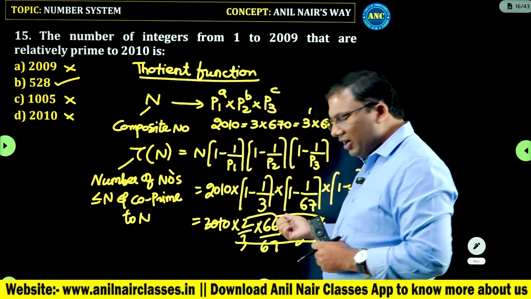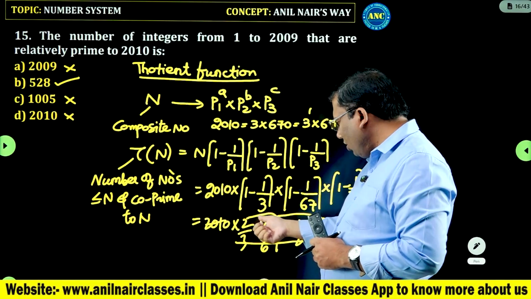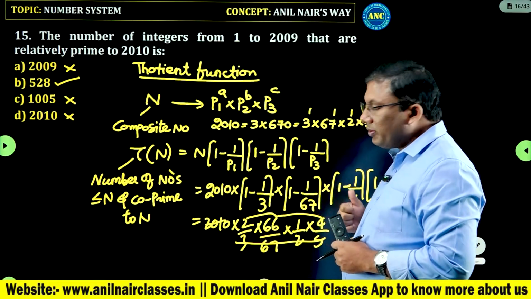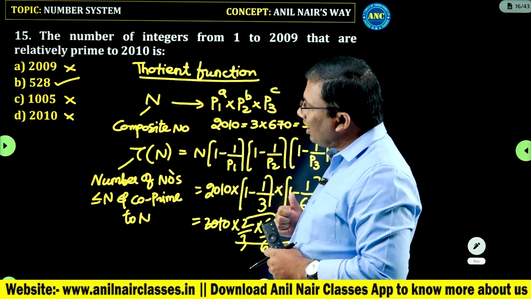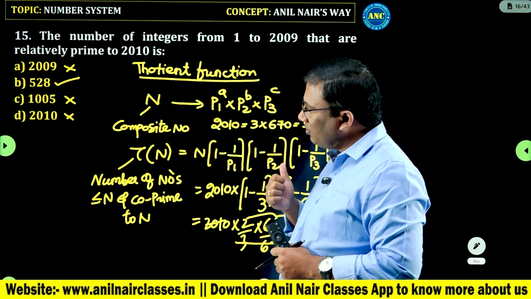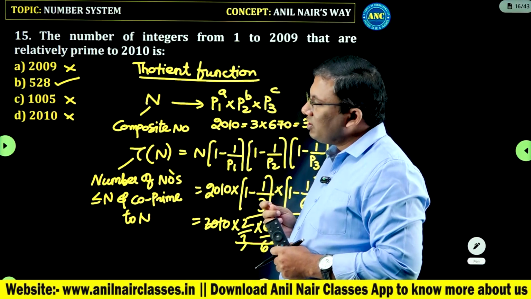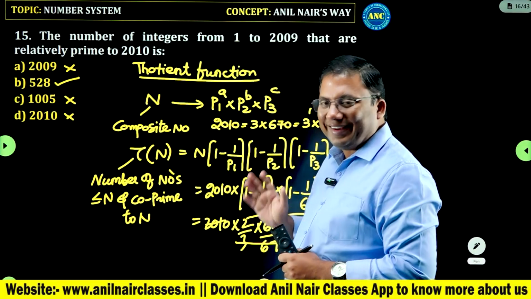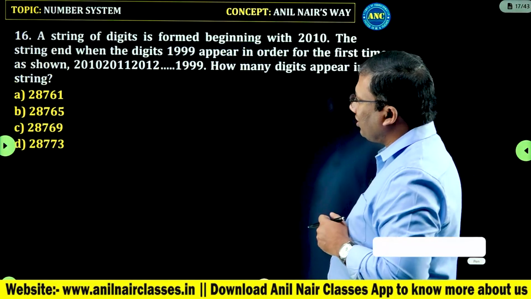In fact, another way of looking at it is this: 2 into 66 into 4. That means the answer should be divisible by 4. Divisible by 4 means the last 2 digits should be divisible by 4. 2009 not divisible, 1005 not divisible, 2010 not divisible. So the answer has to be 528. I hope the idea is very much clear, sir. Good question based on the totient function.